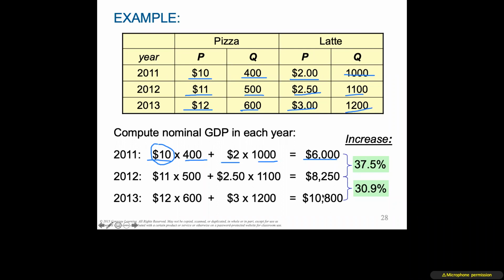You have 3 GDPs for very simplistic economies, and you can figure out how much they increased year over year. Between 2011 and 2012, we calculated that the GDP in this simplistic economy rose 37.5%. Between 2012 and 2013, it rose 30.9%. This is all looking at nominal GDP.